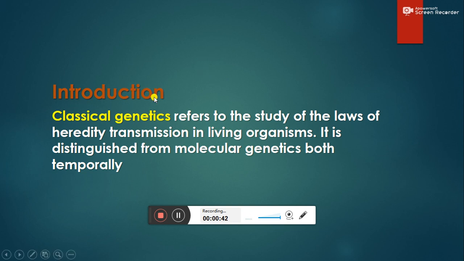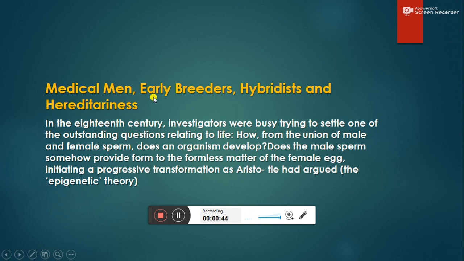We start the history of classical genetics from the beginning, from medical men, early breeders, hybridists, and hereditarians. In the 18th century, investigators were busy trying to settle one of the outstanding questions relating to life: how, from the union of male and female sperm, does an organism develop? Does the male sperm somehow provide form to the formless matter of the female egg, initiating a progressive transformation, as Aristotle had argued, the epigenetic theory?